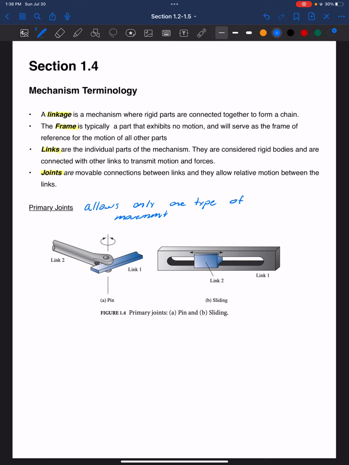If we look at this pin again, A, it's also called a revolute pin or a hinge joint, and it only allows pure rotation. If we look at B, that sliding joint can also be called a piston joint, and it allows pure linear sliding.